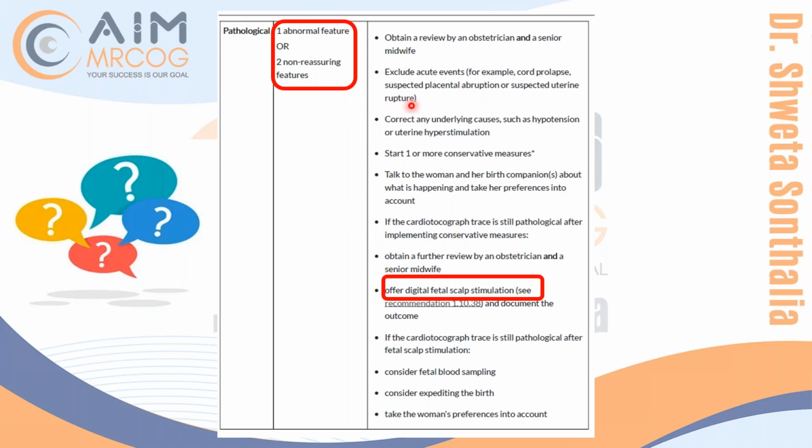Now, again, for pathological also the same thing, but the only difference is you have to exclude the acute event, because if it's a pathological CTG, sometimes it could be due to cord prolapse, could be due to placental abruption, could be uterine rupture in cases of VBAC.